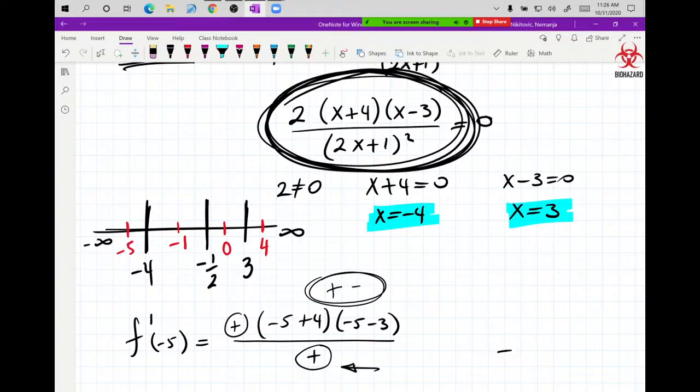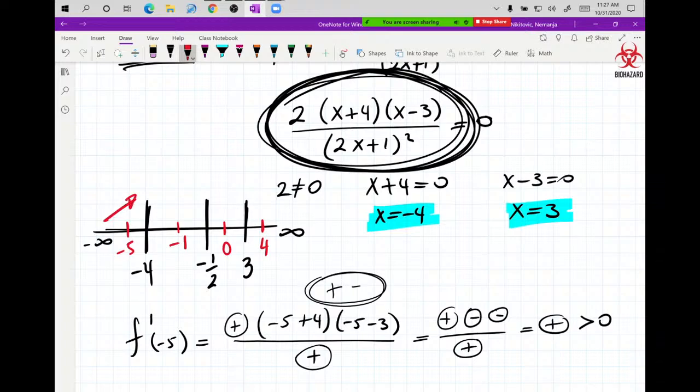So we're doing this analysis. We're just cutting out these needless calculations. I have a negative times negative. So the whole thing is a positive value. Because altogether, I have a positive number times a negative number times a negative number divided by another positive. Altogether it is a positive, larger than 0. Increase.